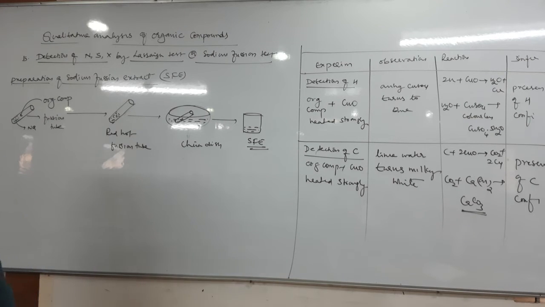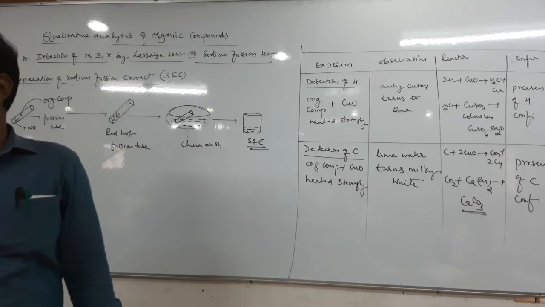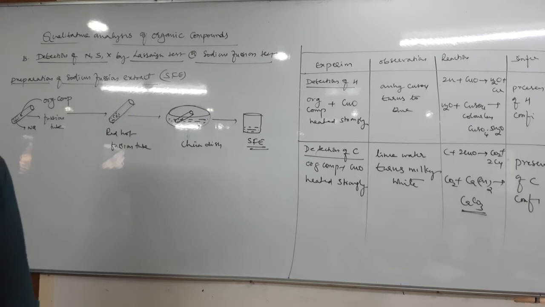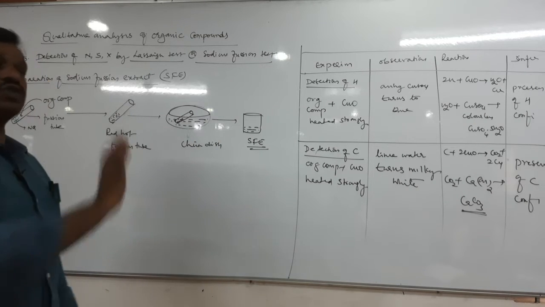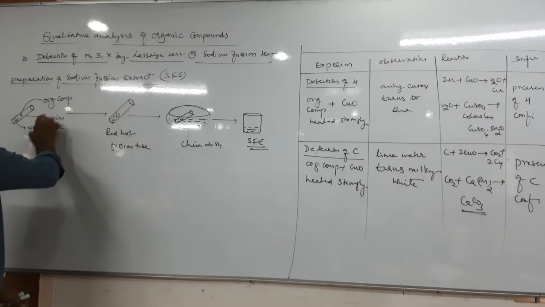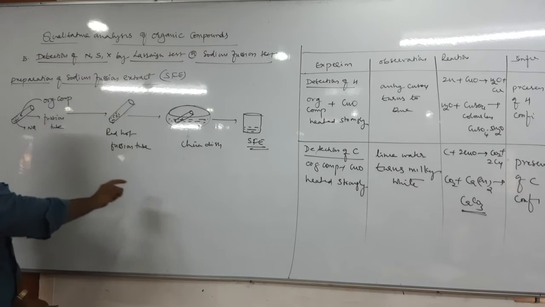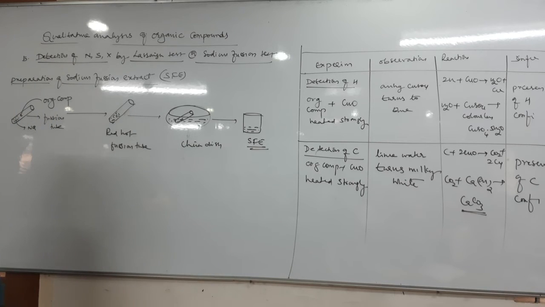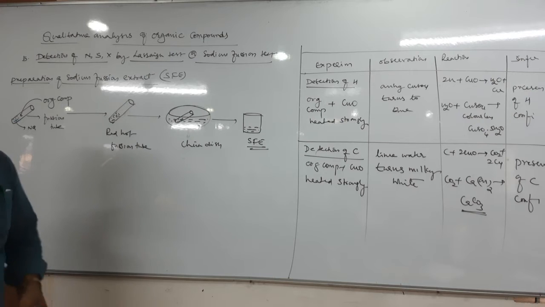So organic compound is a covalent compound, right? It is of covalent nature. So the covalent compound has to be converted into an ionic compound by treating with sodium. Therefore in this method, the covalent organic compound is converted into an ionic compound. So what is an ionic compound? We'll study that now. That is one important conversion.